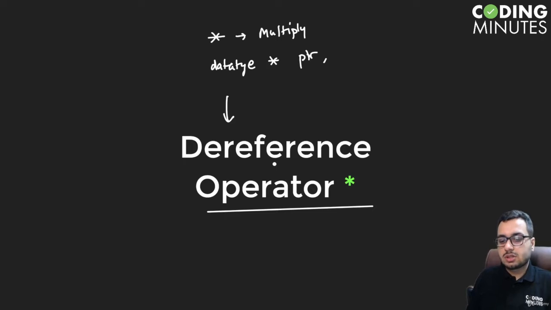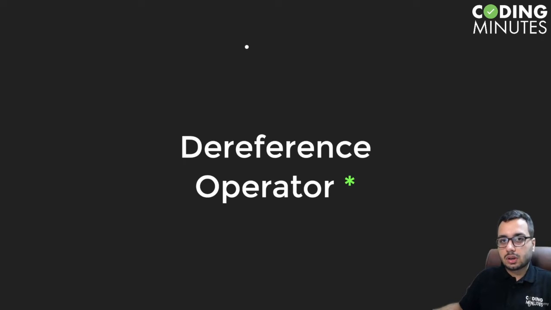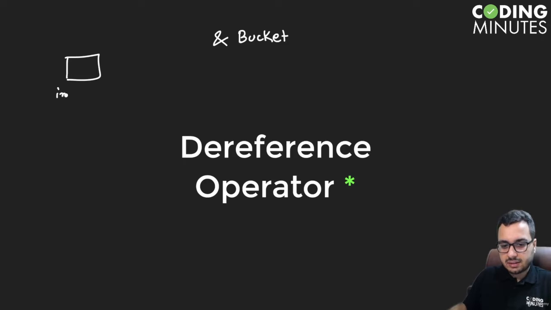So let's see what this dereference operator does. We have also talked about the address-of operator, the ampersand of some bucket. Let's say we have a bucket int x equals 10. So x is a bucket which contains the value 10, and this is there in the memory. And if you do ampersand of x, this gives you the address of that particular bucket.